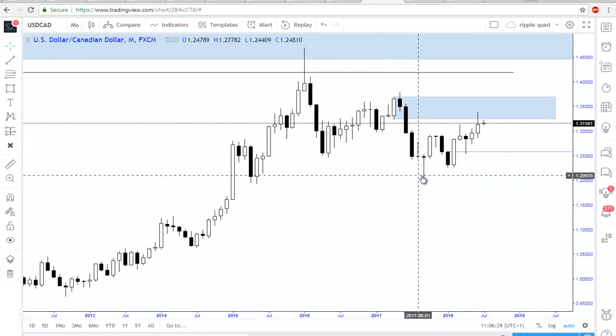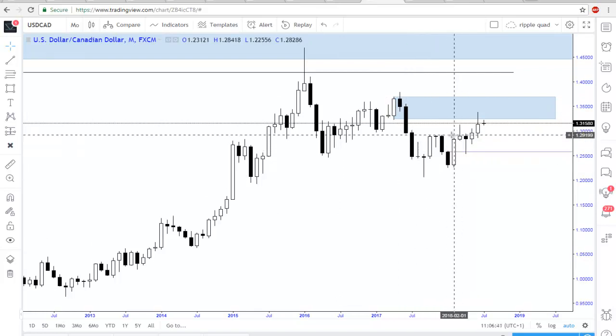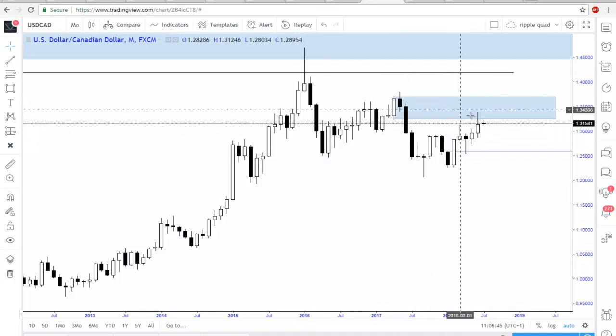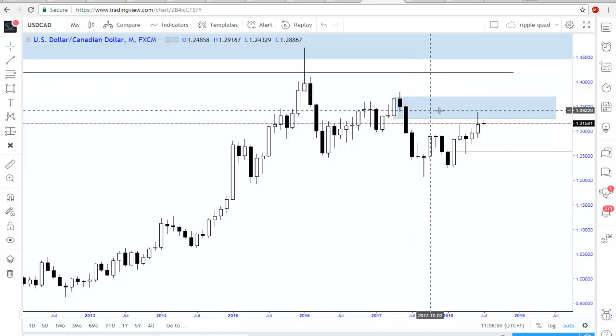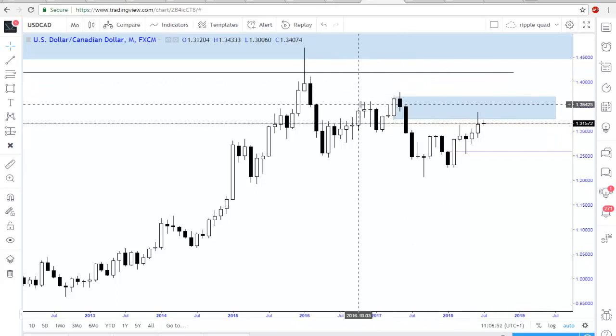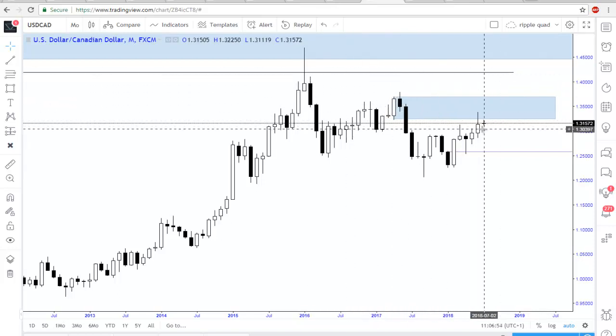Fast move down, corrective, slower move up. Notice the similar patterns unfolding. So far on a monthly basis, if I wanted to short this, this would have to hold. So the monthly so far is sort of lining up that there could be a possible high in place. Okay, now I'll break it down to the weekly.